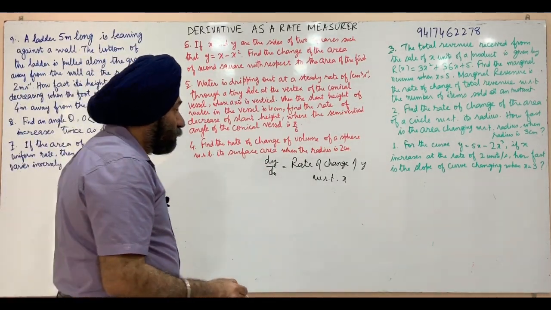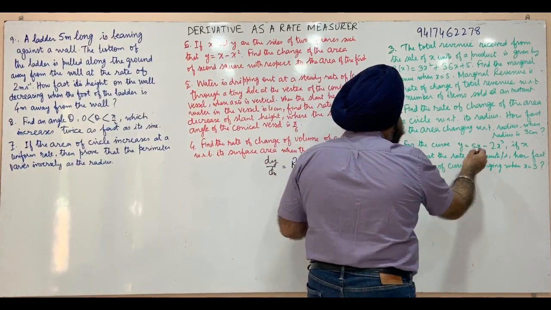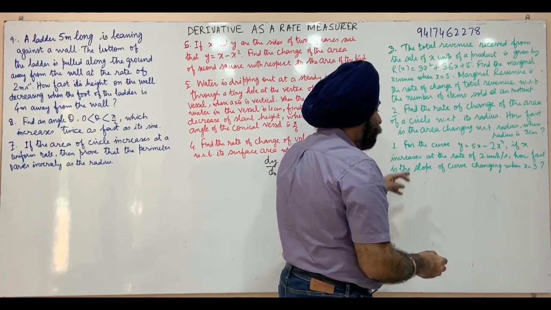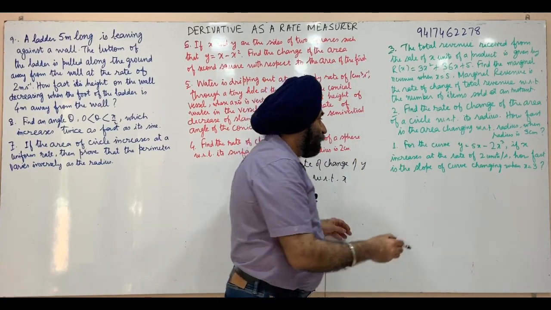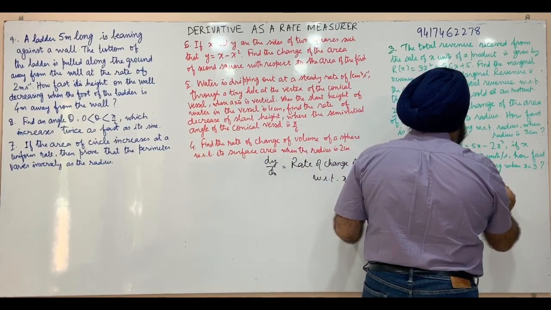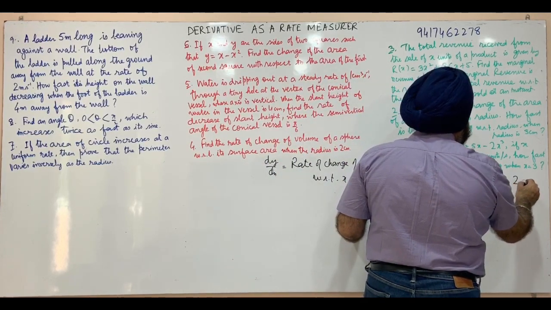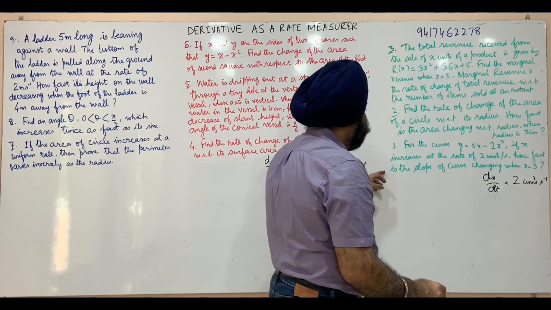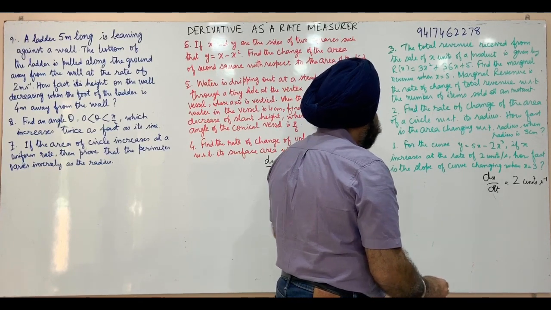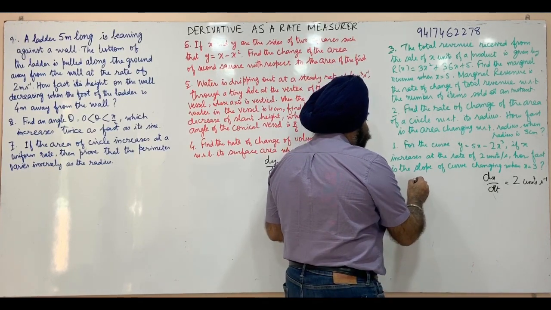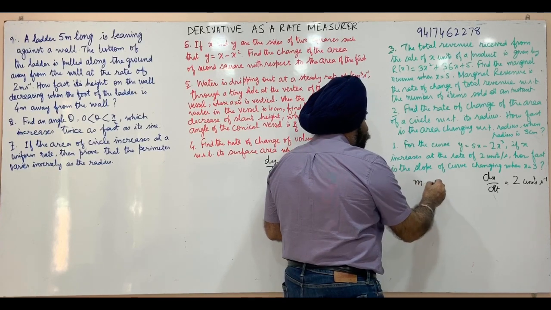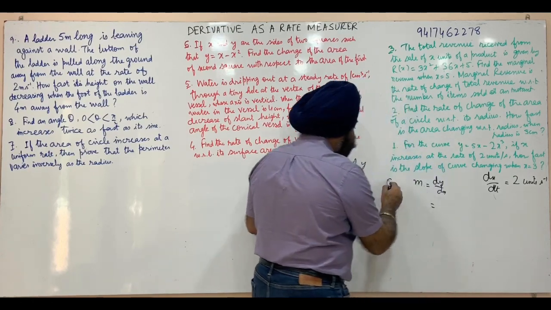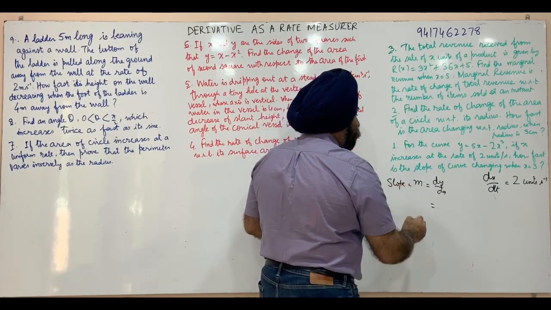Now coming to the questions. For the first one, y is equal to 5x minus 2x cube. x increases at the rate of 2 units per second. So this can be written as dx by dt, which is 2 units per second. We have to find the rate of change of slope. First of all, we find the slope. We represent slope with m, and slope is dy by dx.